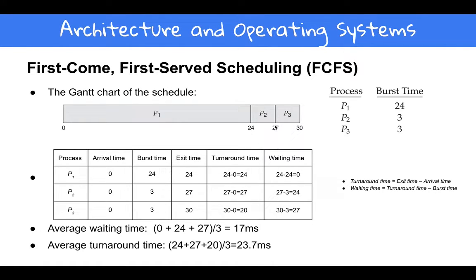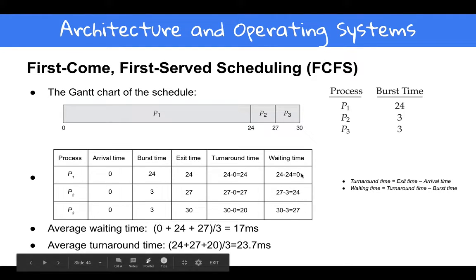The second one, the turnaround time is 27, but it took only 3 seconds to be executed. 27 minus 3 gives us 24, which is the waiting time, which is right, because it waited 24 seconds, as you see here. The last one, the turnaround time is 30. It took 3 seconds to be executed, 27 to wait. 30 minus 3 is 27.